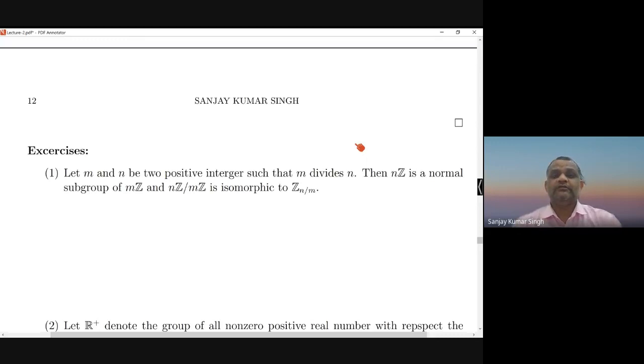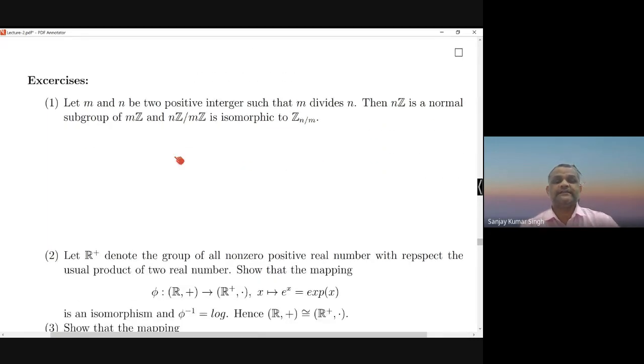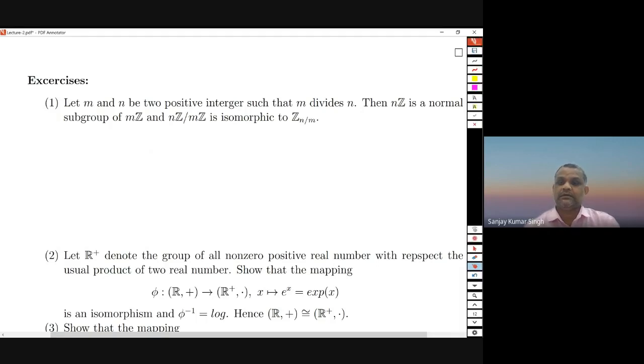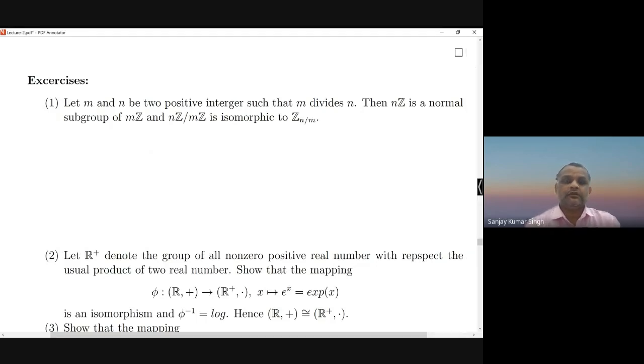So far, any question on first isomorphism theorem? No. So let us do some more exercises. If you have two positive integers m and n such that m divides n, then always you can see that nZ is a subgroup of mZ. Like here, suppose 2 divides 4, then you have seen that 4Z is always sitting inside 2Z.